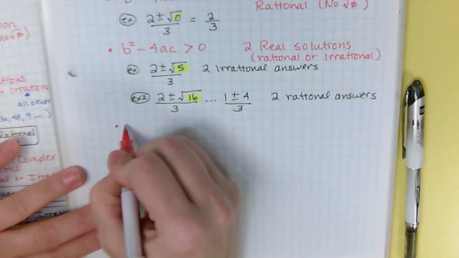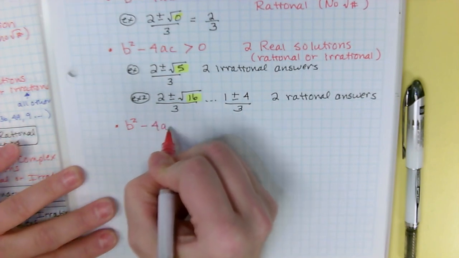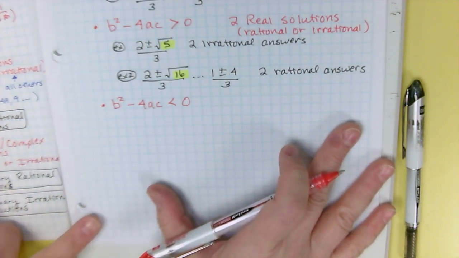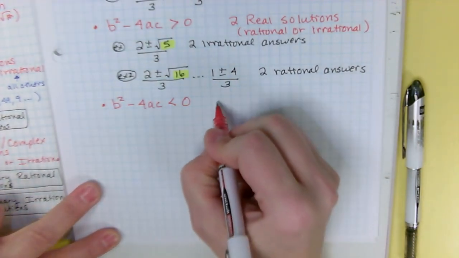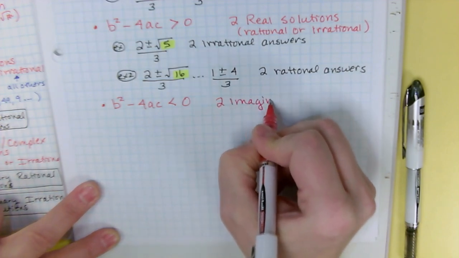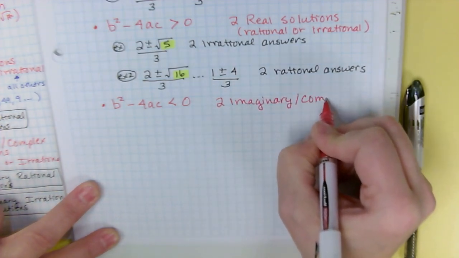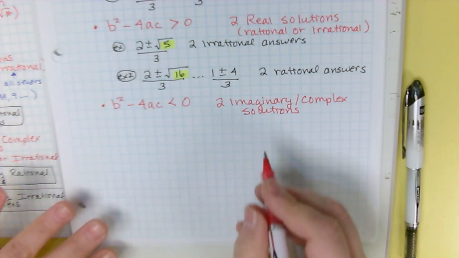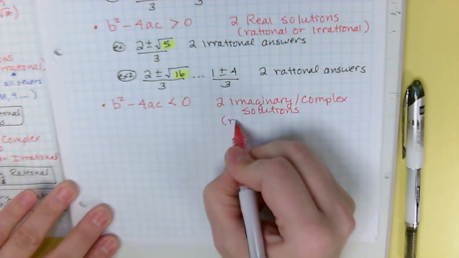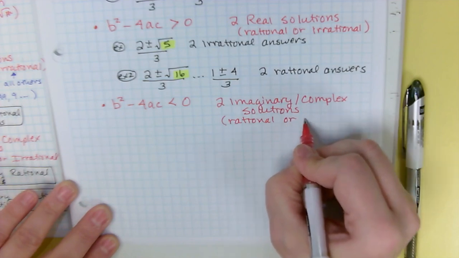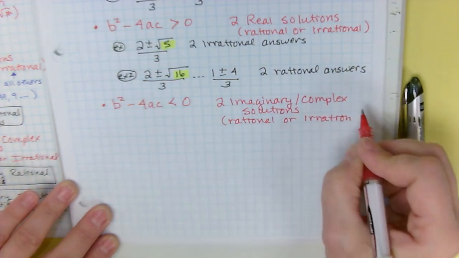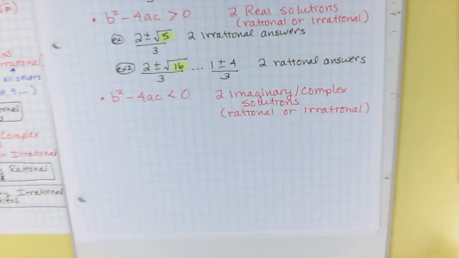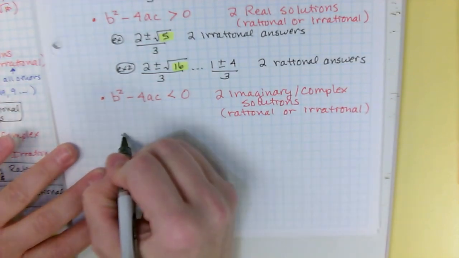All right, last one. Let's say that b squared minus 4ac is less than 0. It's a negative number. If you have a negative discriminant, you're going to have two imaginary, or you could say two complex solutions. And these complex solutions could be rational or irrational, but they will both have an I in them. So rational or irrational. So let's see an example.